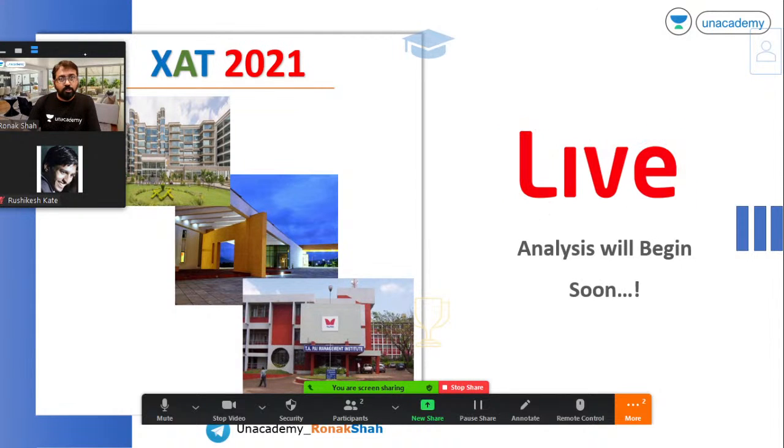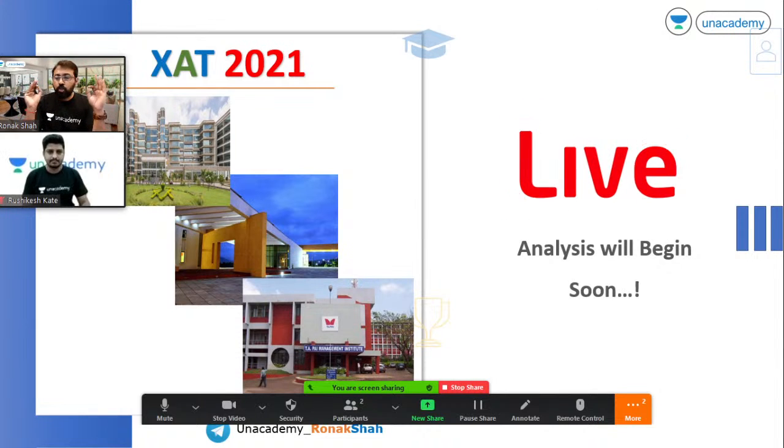How was your overall experience? How was the quant section, verbal section and all? Please do that quickly. We are waiting for your feedback, guys. Yes, and many of our faculties are also there. They'll also help you with your queries, and towards the end of the session we are going to tell you what will be the score to get called from XLRI, XIMB, TAPMI and all, and what will be the percentile required.